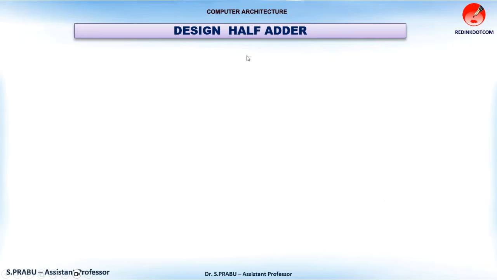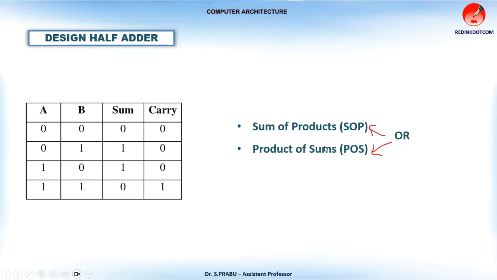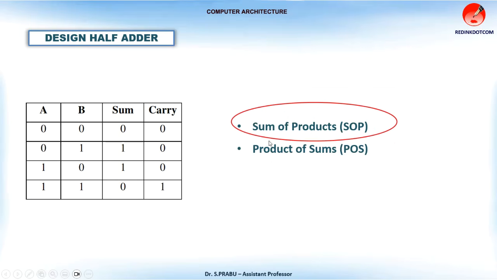For designing a circuit, you should know about sum of product and product of sum. Using any one of these, you can design a circuit. That means you can derive a logical expression that can be simplified by either Karnaugh map or Boolean algebra. Of these two, we can choose sum of product because it is simple and mostly used for designing circuits. So ignore the other concept. We are going to follow only sum of product for the upcoming design steps.